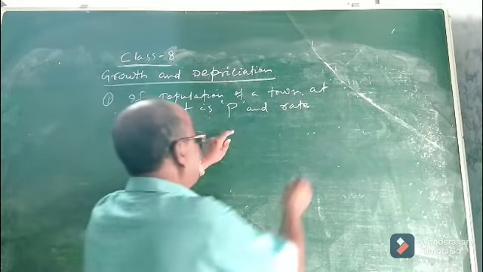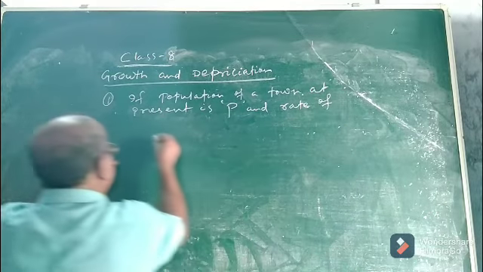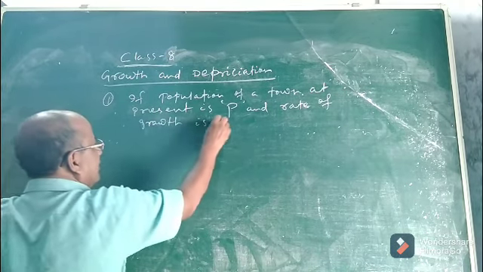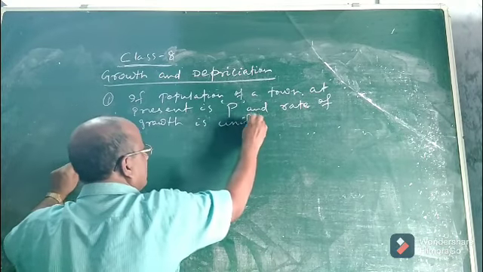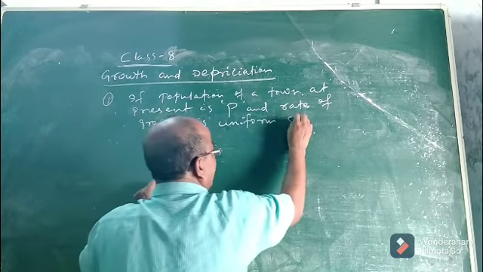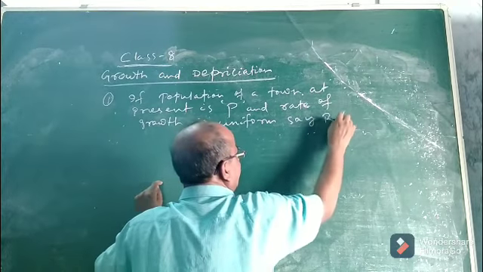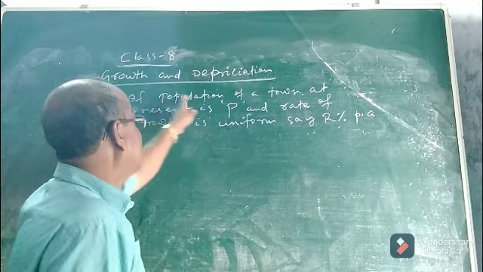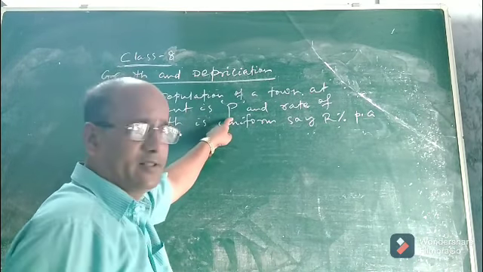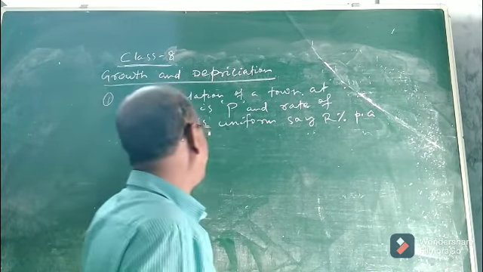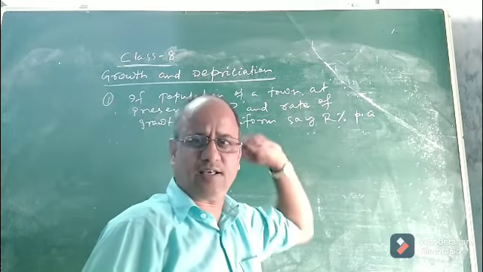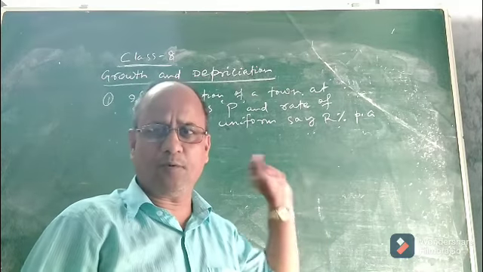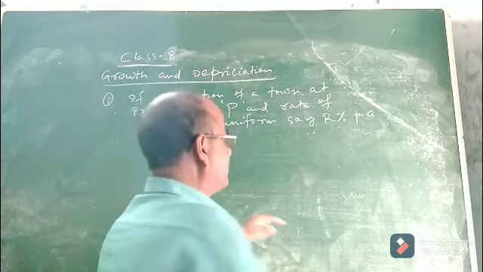Okay. So, if the rate of growth is uniform, uniform means constant, say R% per annum. Try to understand. The population of a town at present is P. This is the present population. And suppose the rate of growth is uniform or constant, say R% per annum. Then what will be the population of the town after n years?